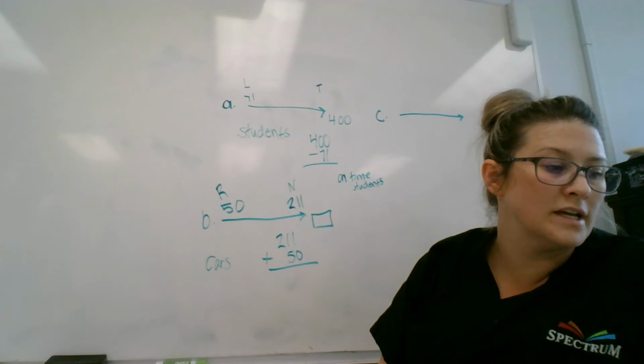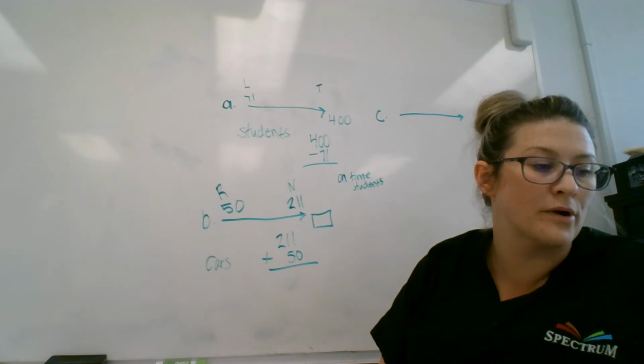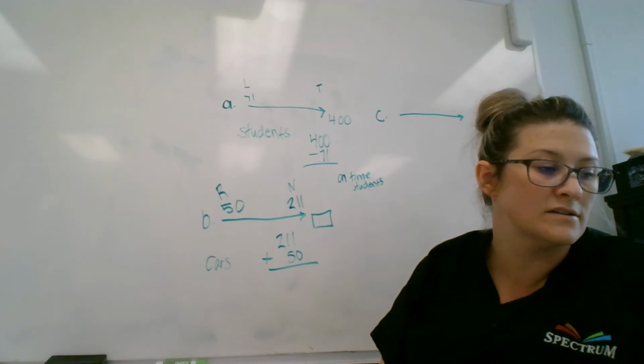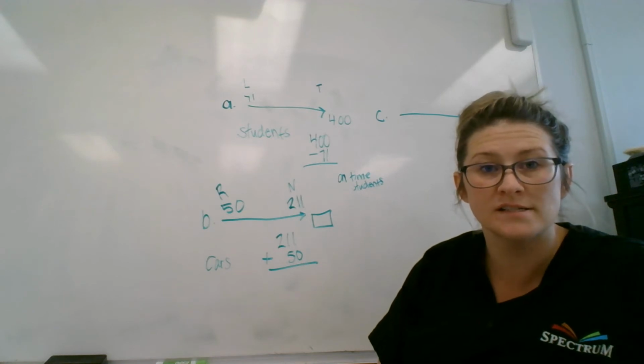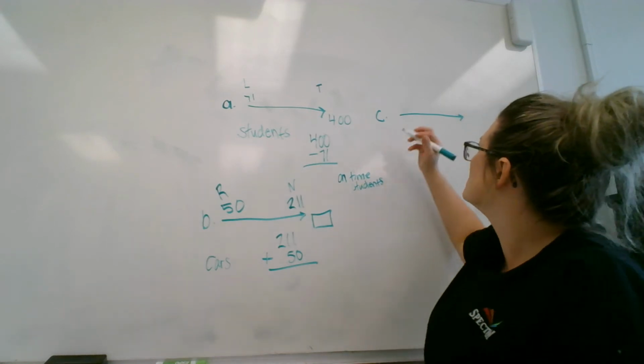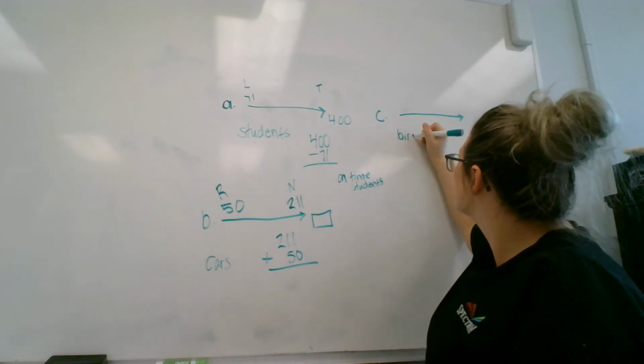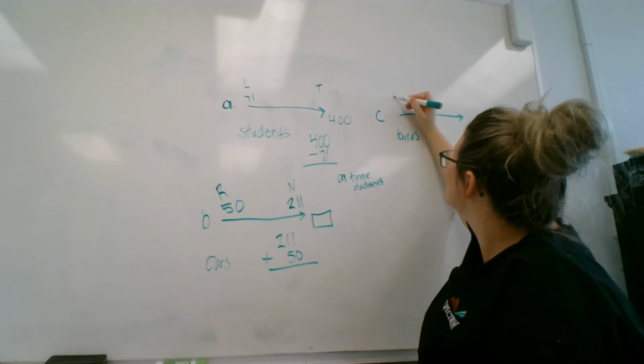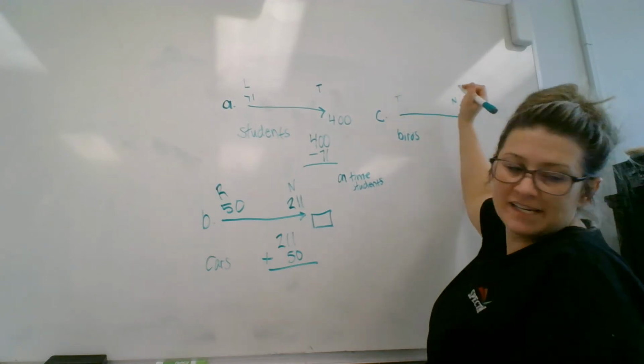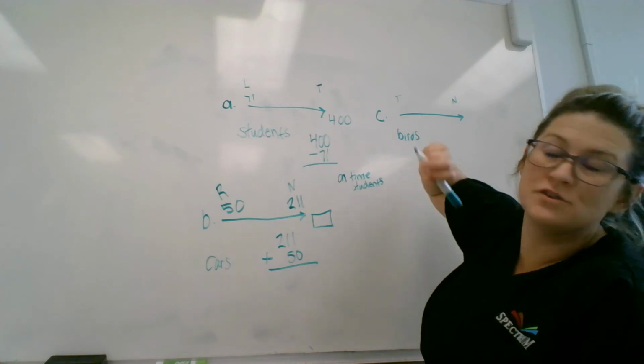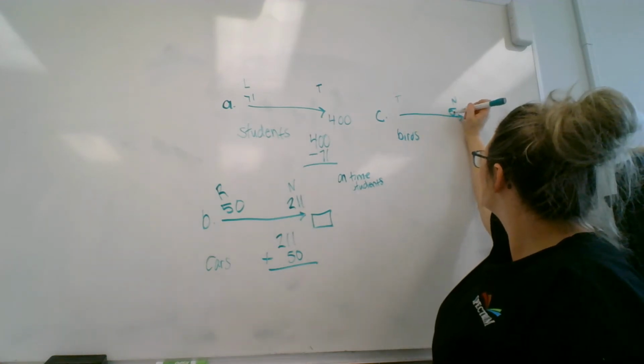Some birds were in trees. 52 birds were not in trees. Okay, so some were in trees, some were not in trees. So I'm talking about birds. Some were in trees, not in trees. 52 were not in trees.